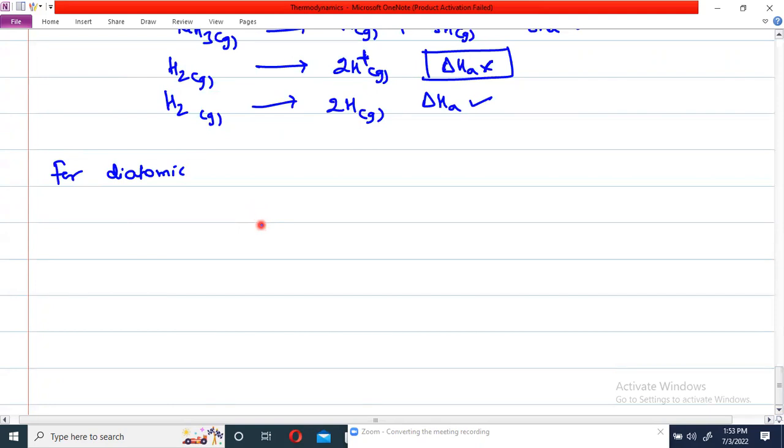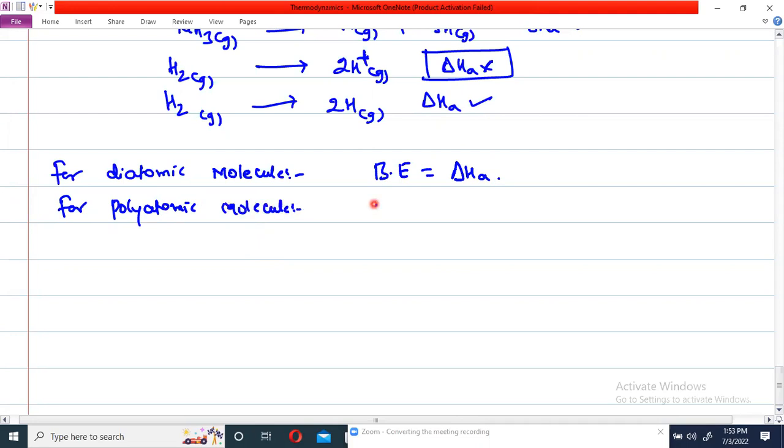To understand this concept, now we'll see the diatomic molecule and polyatomic molecule. What is a diatomic molecule and what is a polyatomic molecule? For diatomic molecule, bond energy must be equal to heat of atomization, right? And for polyatomic molecule, more than two atoms will be there. Bond energy must be equal to heat of atomization, delta HA, divided by number of bonds.